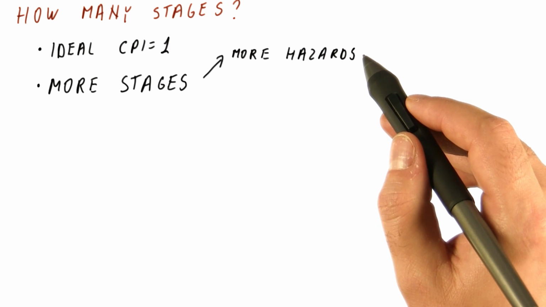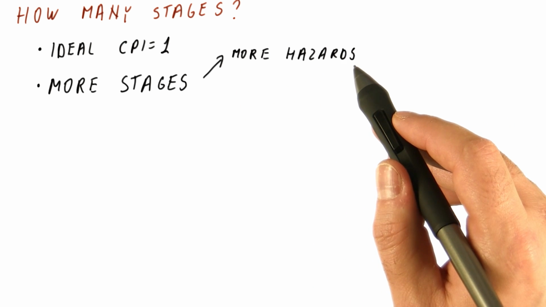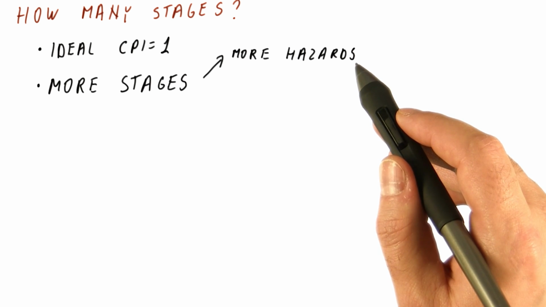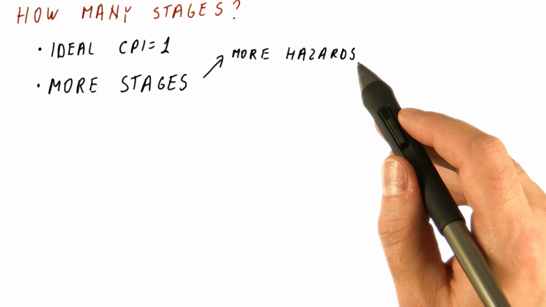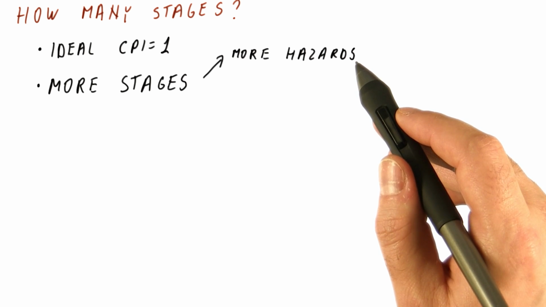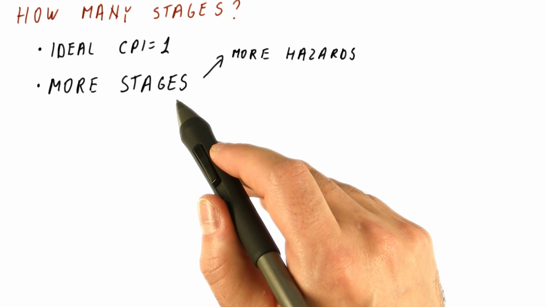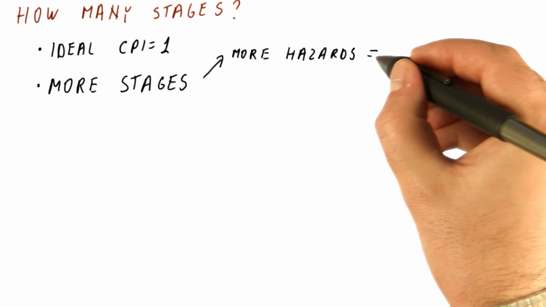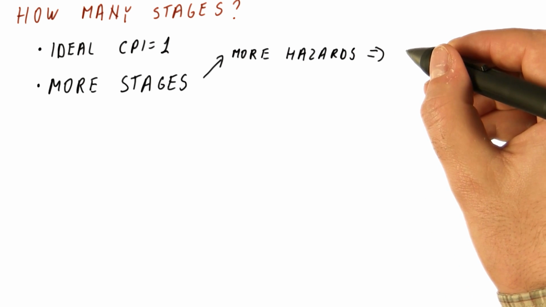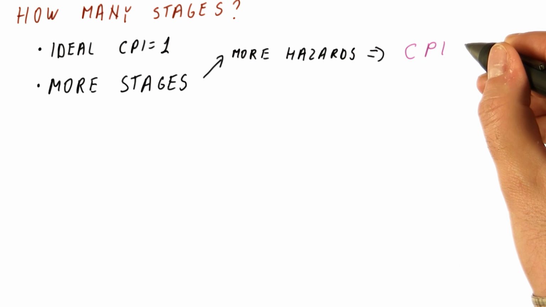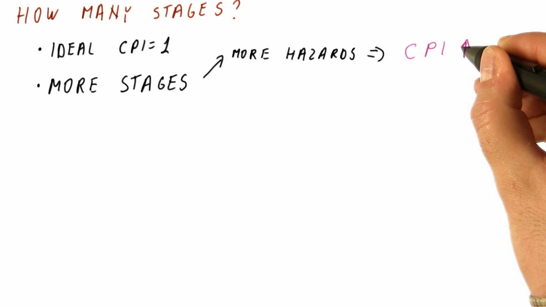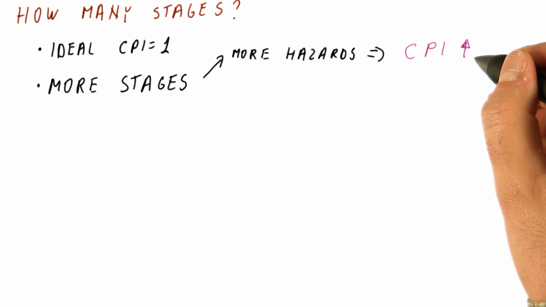For example, if a branch is resolved in the second or third stage of the pipeline, we only have to flush 1 or 2 instructions that we have incorrectly fetched. If the pipeline, however, resolves branches in something like the 15th stage, then we will flush 14 instructions when we have a branch that we incorrectly resolve. So we have more hazards when we have more stages, and what that does is it adds more of that CPI penalty. So the CPI increases because of that penalty that we have when we have a hazard.